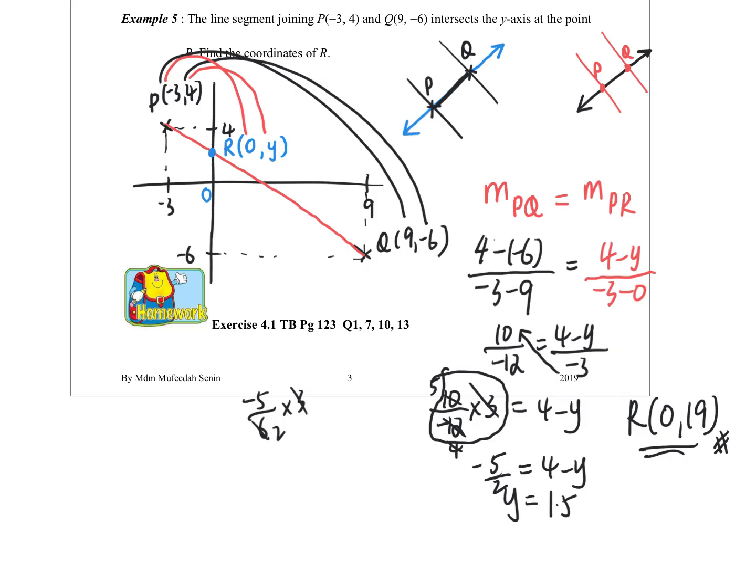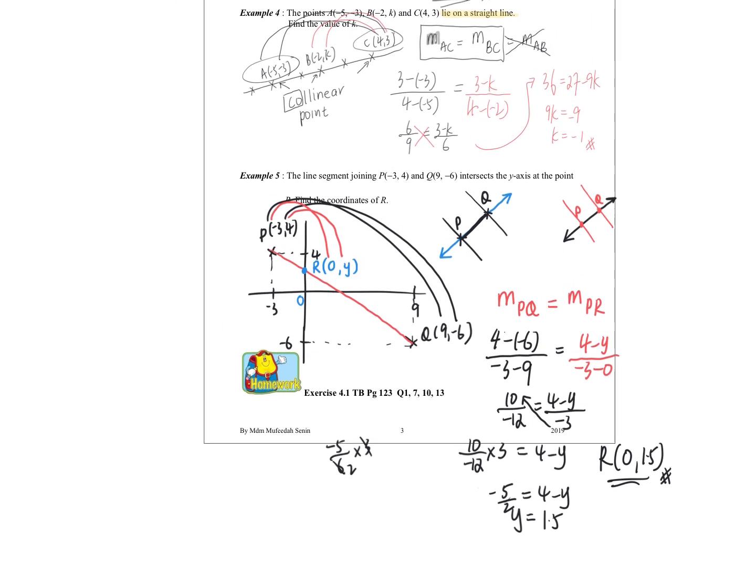Actually, hold on. Okay, I don't cancel here. I just put it like that. So this is your coordinate of R. So 4.1, just like that.